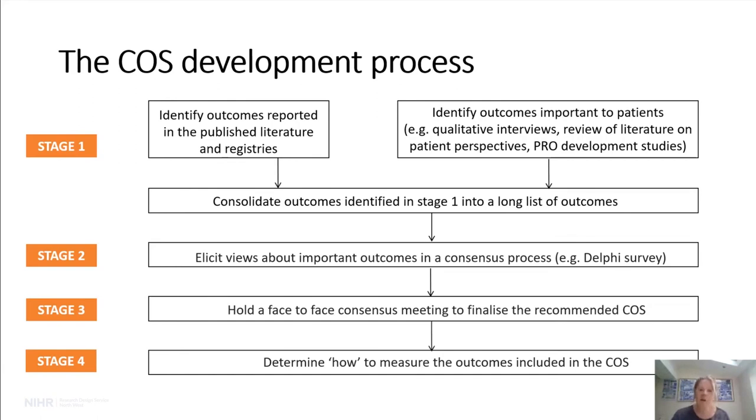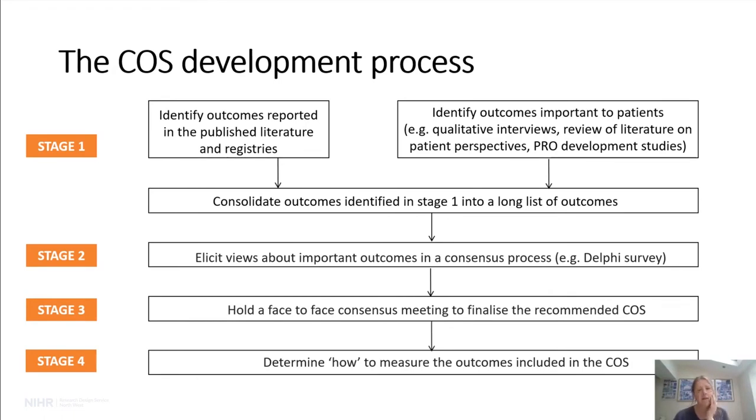After you've done that work, you put those outcomes together, you make sure that the wording is clear. Often an outcome will have been measured in studies, but described in different ways. So there's a process of consolidation to get to this list. And once you have that list, then you go into some sort of consensus process, an example of which is a Delphi study.